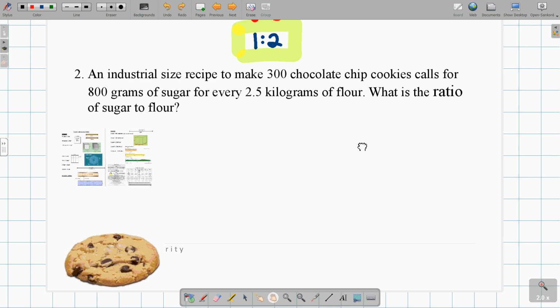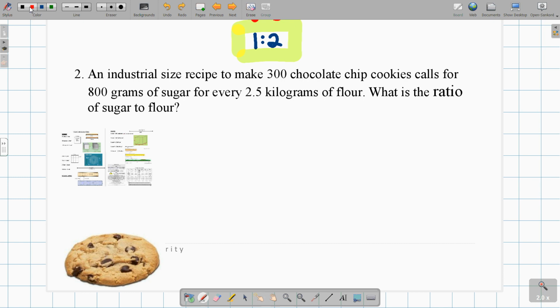Let's do another one. An industrial-sized recipe to make 300 chocolate chip cookies calls for 800 grams of sugar for every 2.5 kilograms of flour. What is the ratio of sugar to flour?